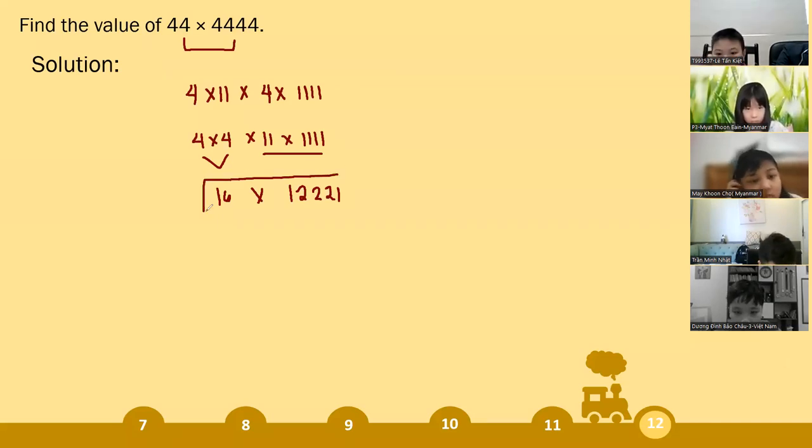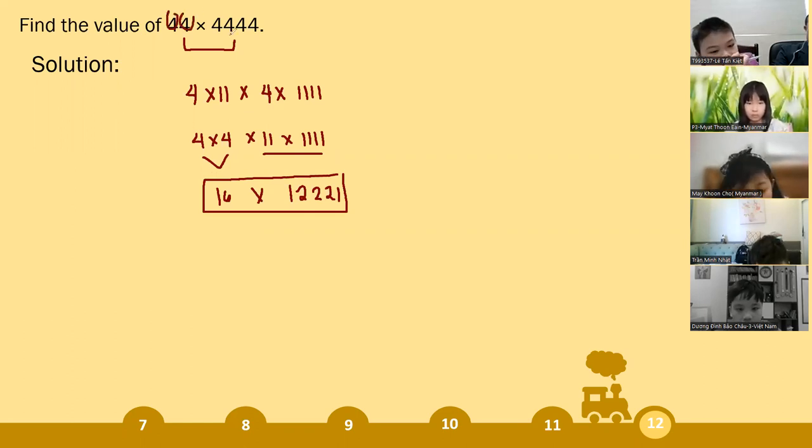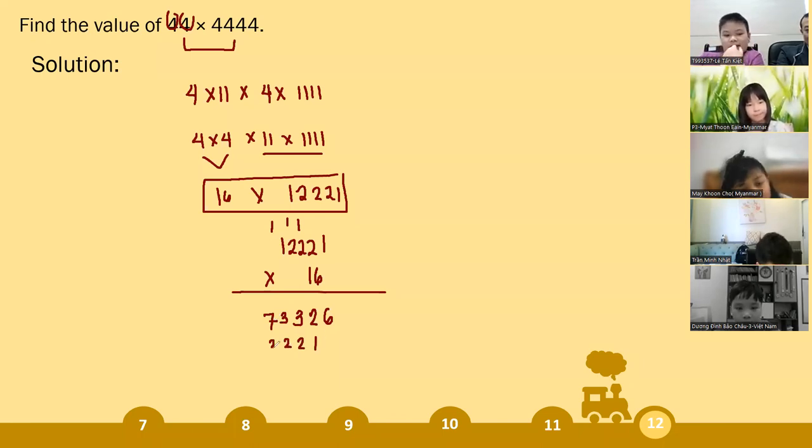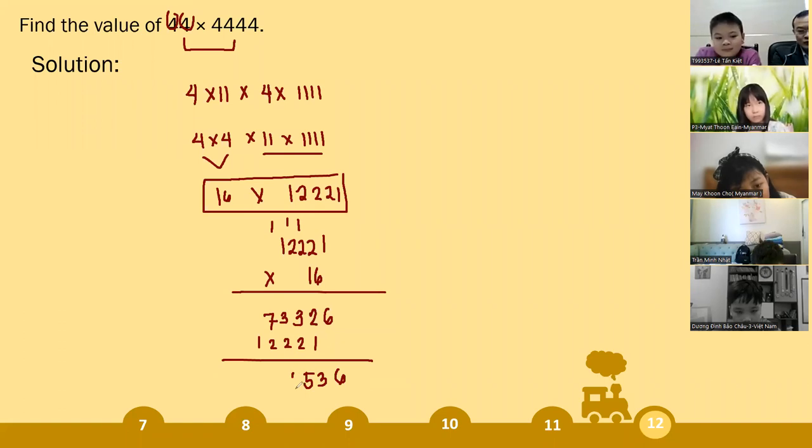So now you have numbers that are smaller. The digits are smaller compared to 4. So you just need to multiply 12,221 times 16. So 6 times 1, that's 6, 12, carry 1. 13, carry 1, 13, carry 1, 7. And then you have 1, 2, 2, 2, 1. We have 6, 3, 5, 5, 2, 2. That's your answer.